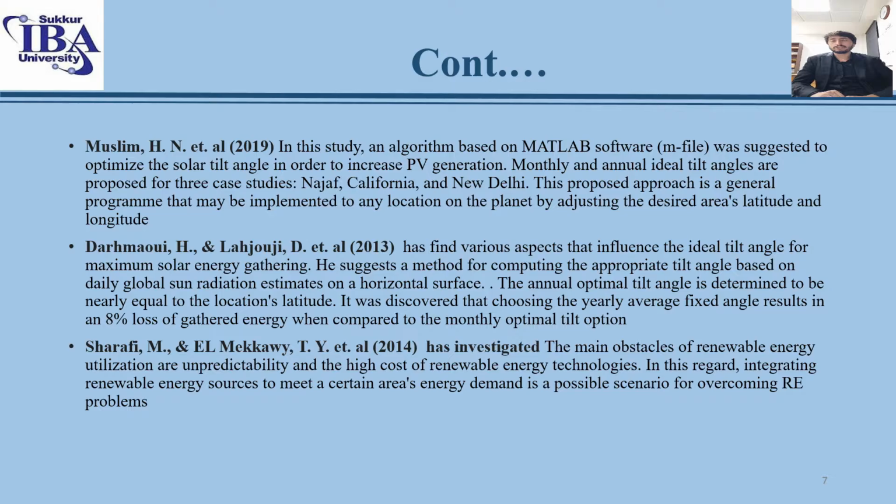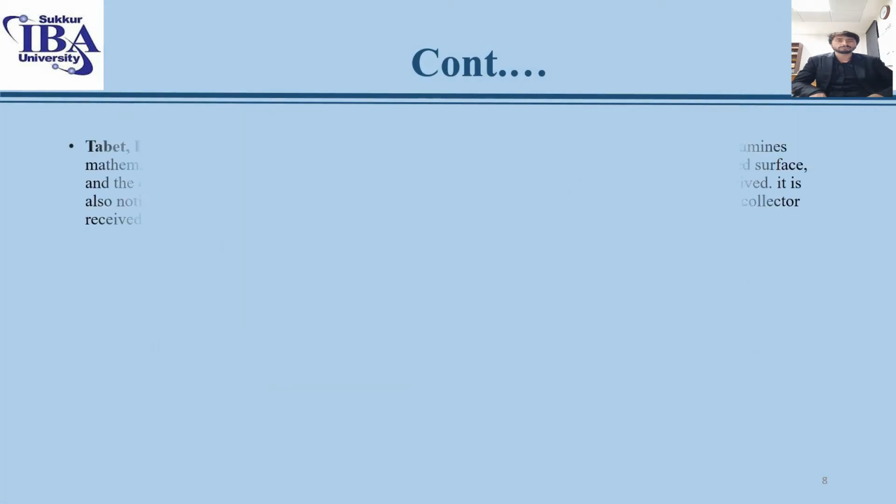The third scholar is Shafarid M. He worked in 2014 and investigated that the main obstacles of renewable energy utilization are unpredictability and high cost of renewable energy technologies. In this regard, integrating renewable energy sources to meet certain areas' energy demand is a possible scenario for overcoming renewable energy problems.